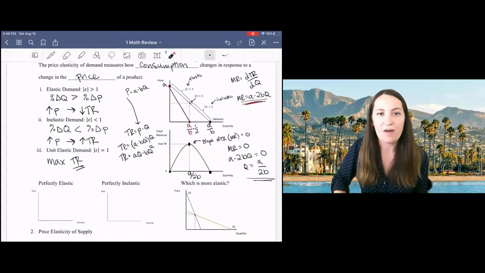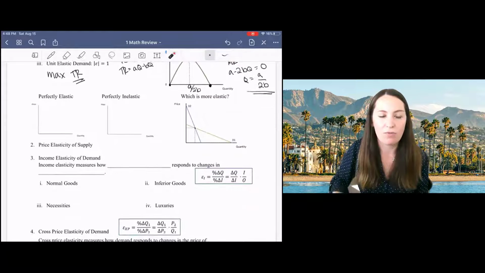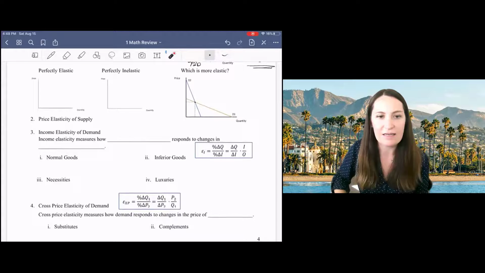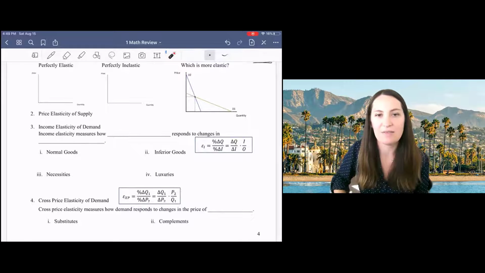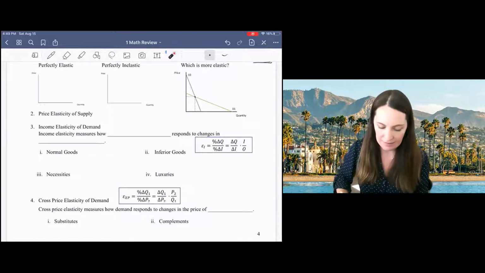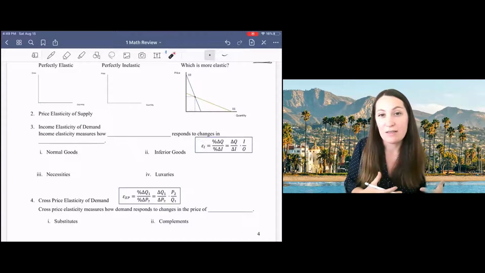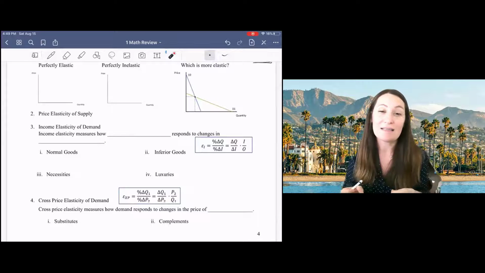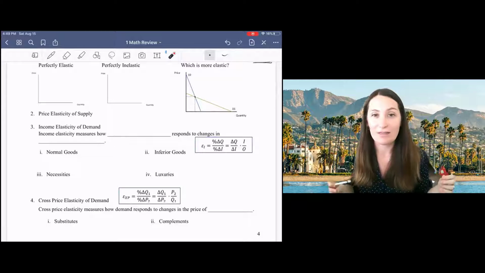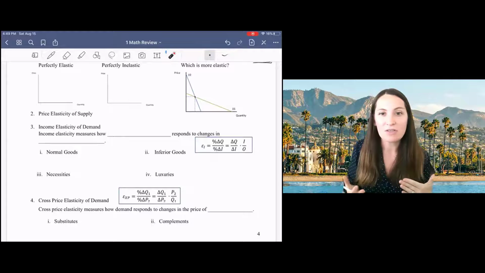All right, so let's move on to talk a little bit about relative elasticities and a few different types of elasticity that you'll come in contact with in the class. So what we've just been talking about is different elasticities along different points on a demand curve. But we can actually compare the relative elasticities of different demand curves by looking at their slopes.